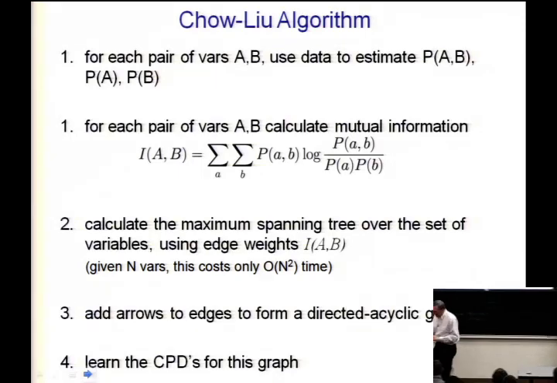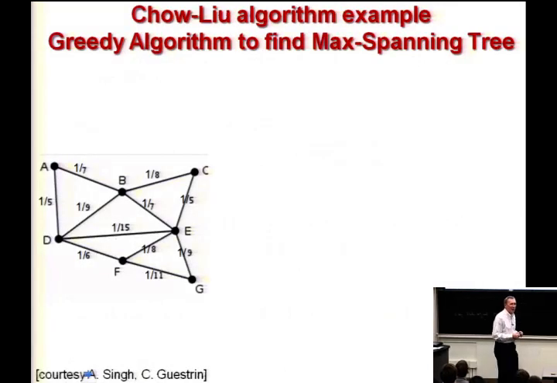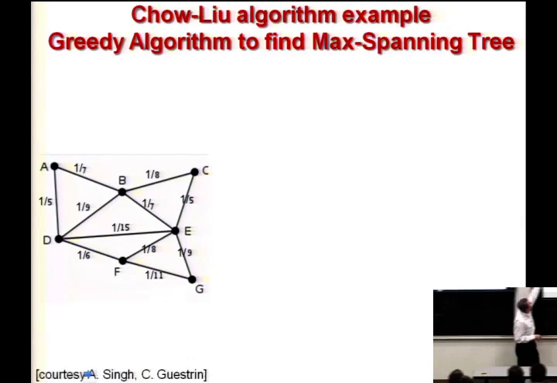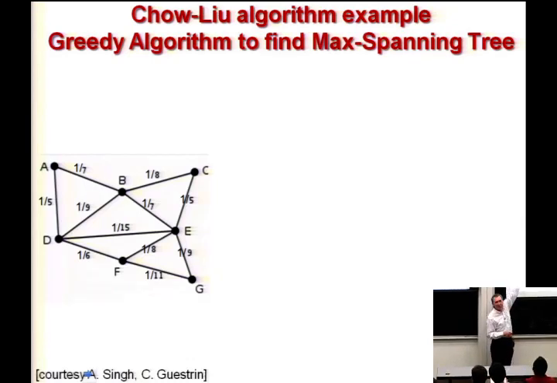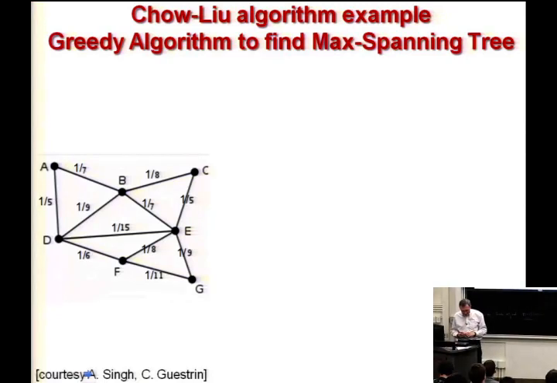So it's very nice. So let's look at how that works. So here's a set of random variables with the mutual informations between each pair written down. So this is our almost completely connected graph.